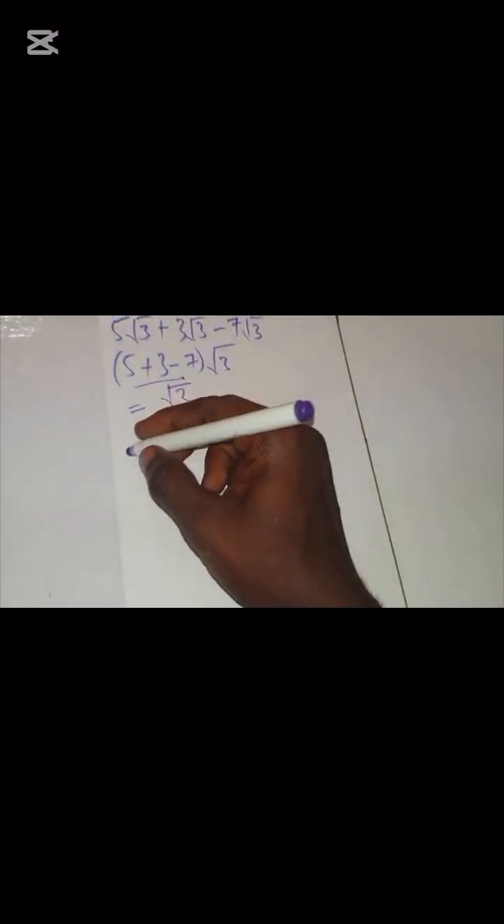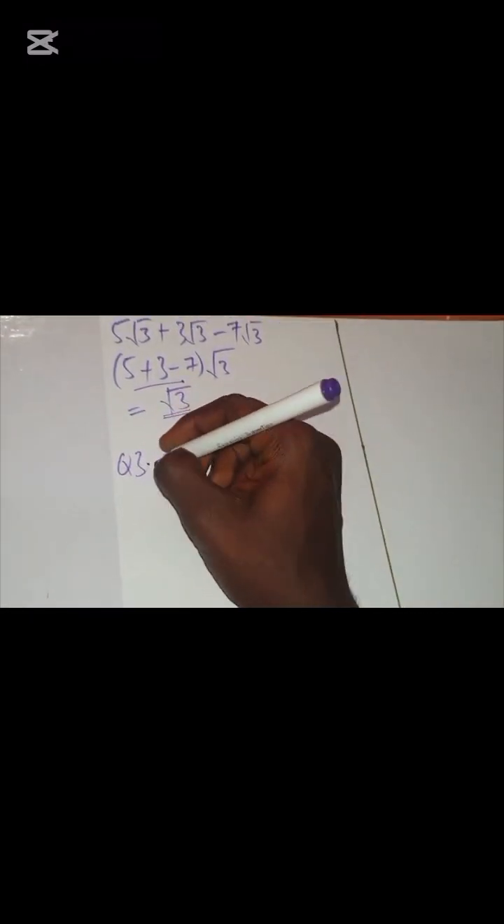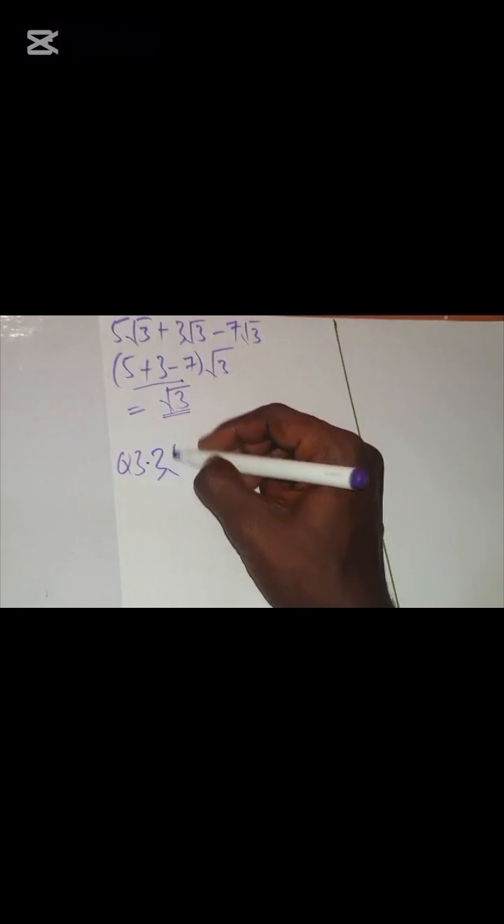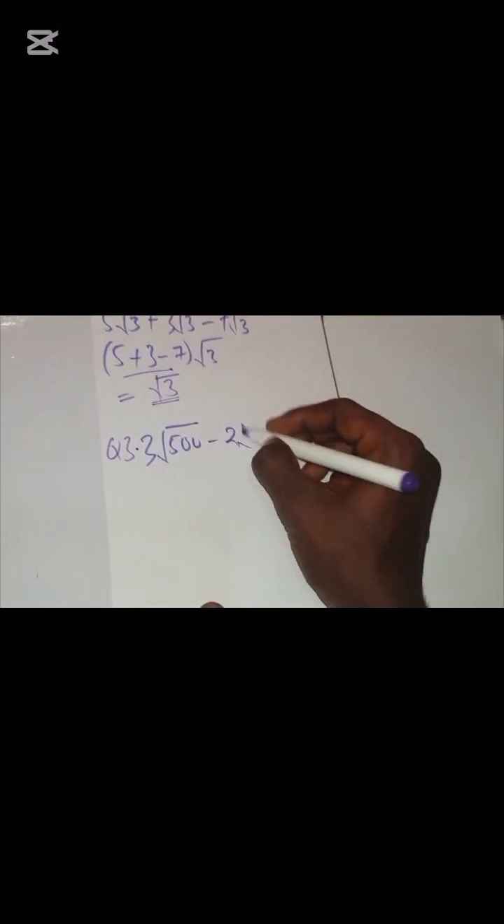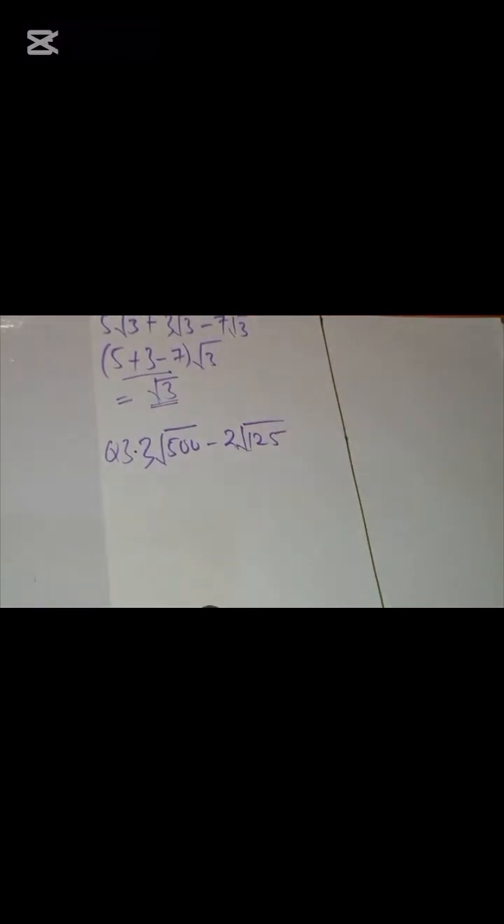I hope you had it right. So let's just pick one more example. So question 3. So we have 3 root of 500 minus 2 root of 125. So you can also pause the video and try and answer this question.